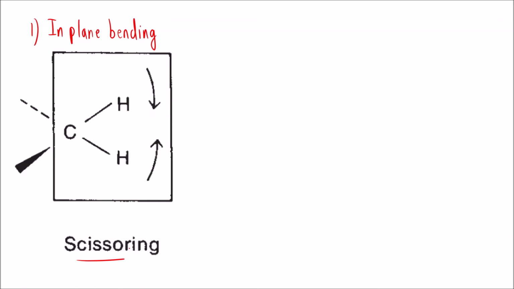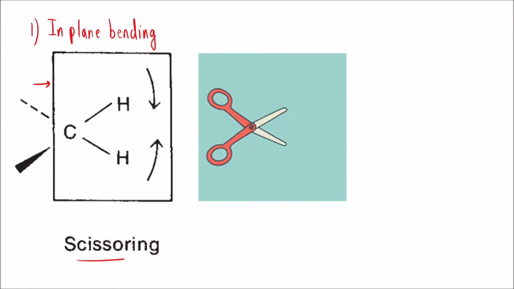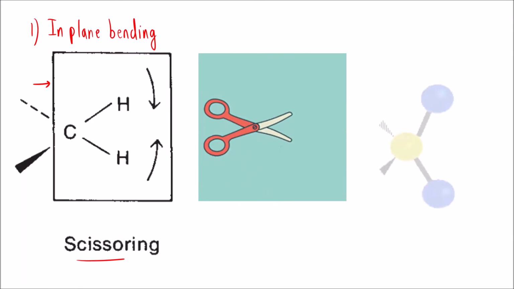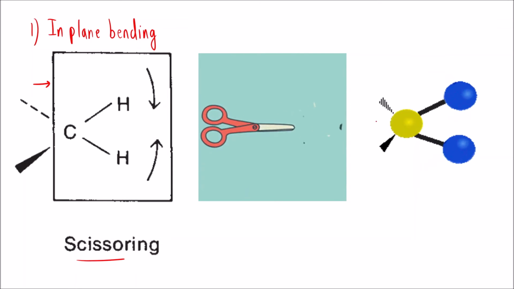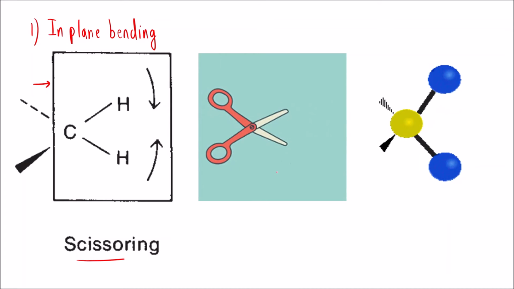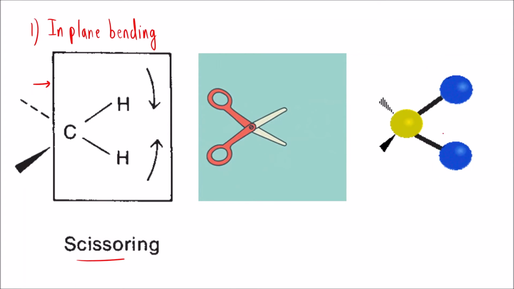What is the meaning of scissor? Okay, so this is one plane. Okay, this is a plane that they have drawn. So we are bending both the bonds towards each other, just like a scissor. How a scissor works? Both the ends of the scissor come together, and this mode is called as scissoring. Okay, just like how a scissor works, the bonds are bending as you can see here. This is in plane bending.